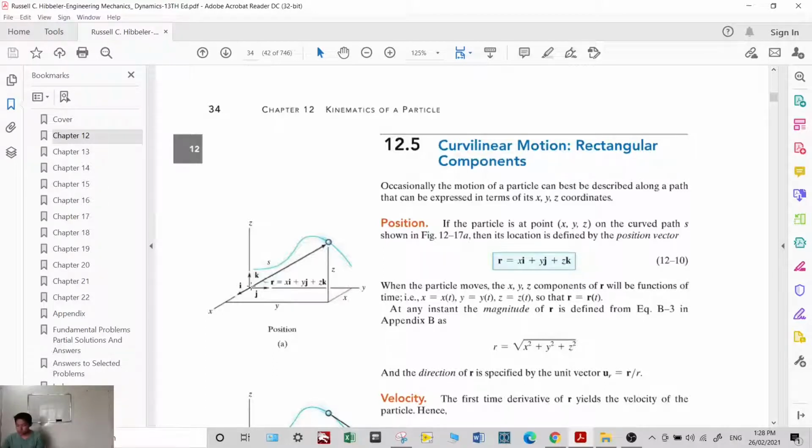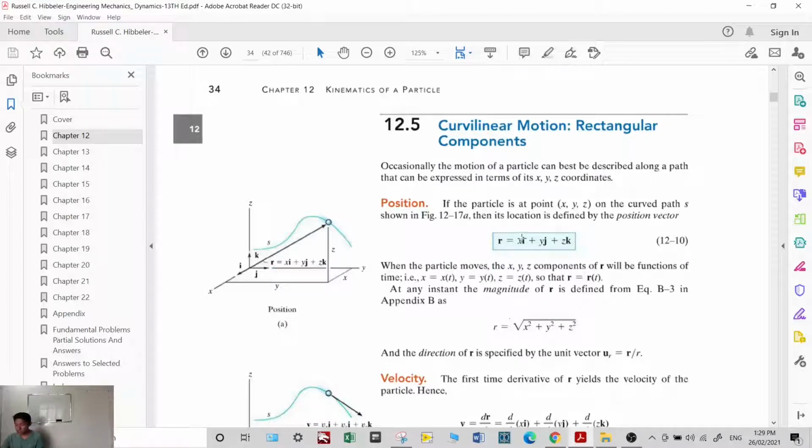So this is your position vector r. And then you can resolve it into x, y, and z components. So this is its vector. And if you want to get the magnitude, you just have to take the square root of the summation of the squares of the coefficients, and then you get the magnitude.